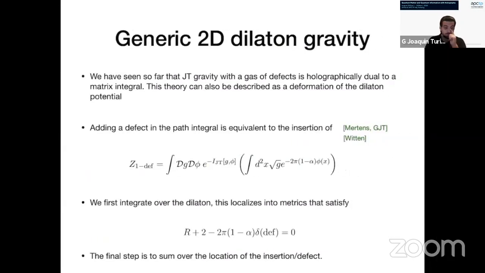Okay, so to finish this discussion, as Johannes was asking, what is the relation to dilaton gravity? In these papers, we argue that inserting one defect in the JT path integral is equivalent to inserting this operator. And you can see that if you integrate out the dilaton, JT has a term that goes like phi times R plus 2. If this is exponential in phi, phi still acts as a Lagrange multiplier. So the equation that it imposes, R plus 2, will be modified to this.